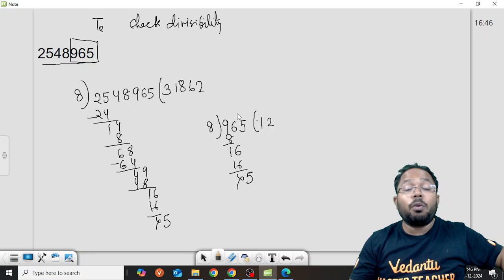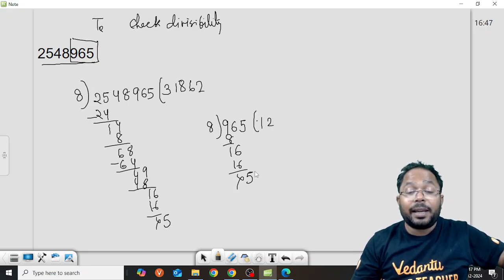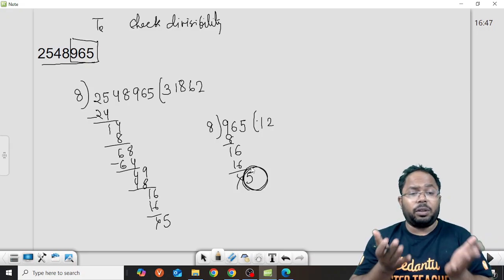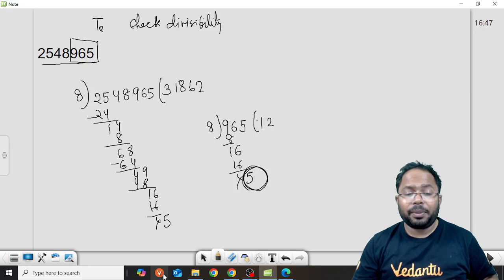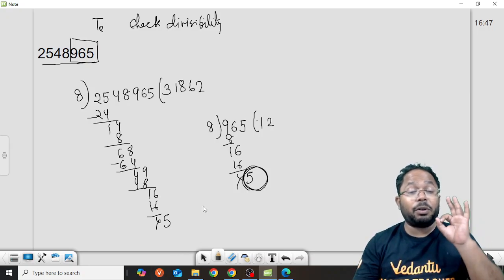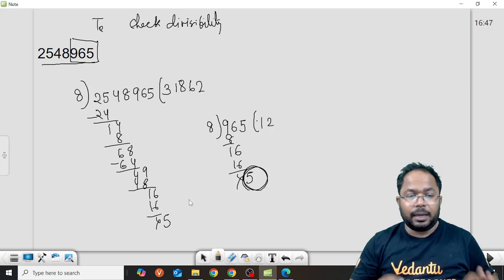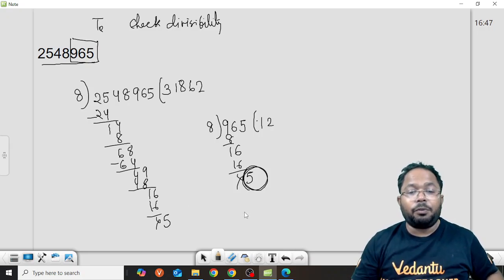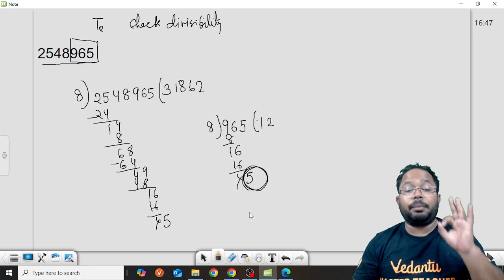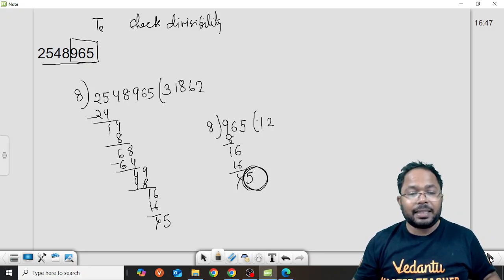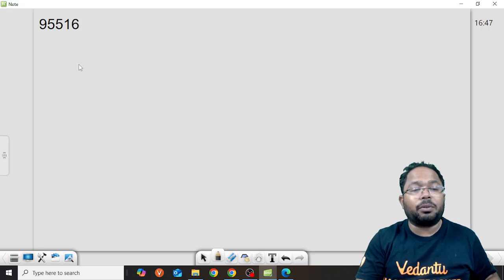And if it is being asked, what is the remainder? It's super easy to determine. From here only we'll say, oh, the remainder is 5. So just by looking at the last 3 digits and dividing by 8, we can get the remainder easily. Let's check it for some other question.